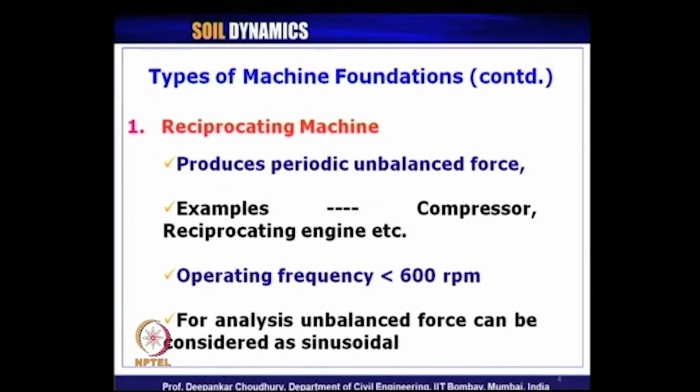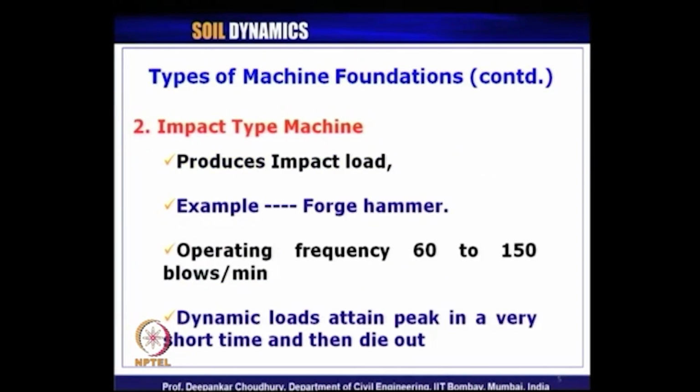Reciprocating machines produce mostly periodic unbalanced force. Examples of reciprocating type of machines are compressor, reciprocating engine, etc. Their operating frequency ranges are generally less than 600 RPM, and for their analysis we consider the unbalanced force as equivalent to a sinusoidal, because it is a periodic unbalanced force.